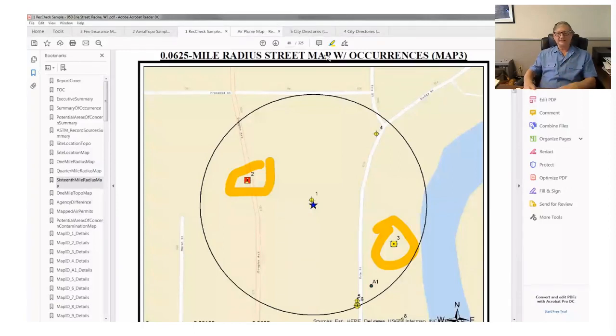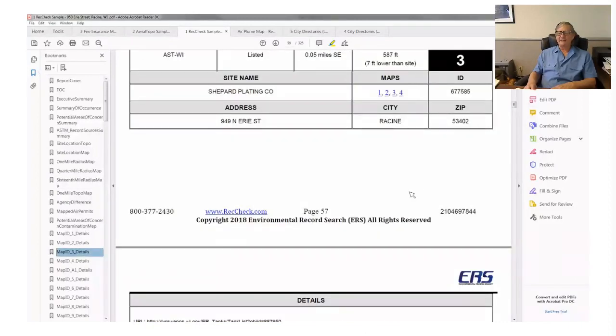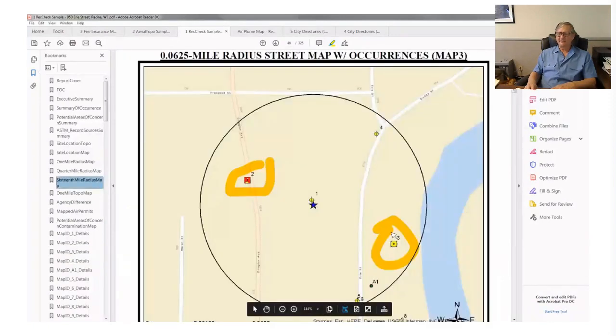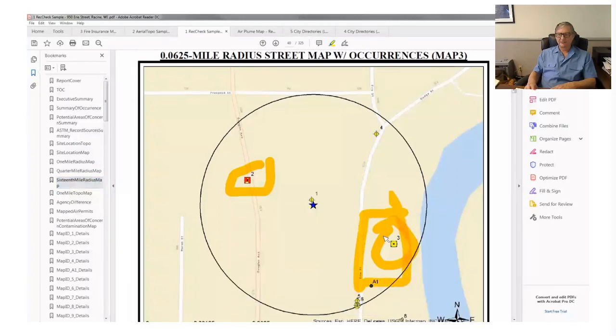So one of the other things I would do, well, let's go back. Plating company, no one answered my question for me. Well, they use volatile organic chemicals, solvents, all kinds of acids, and all kinds of volatile things. And let's see, 3 is 7 feet lower than our site. Think about that. So it's 7 feet lower than our site. Is it possible that volatile organic chemicals could be leaked or spilled here?